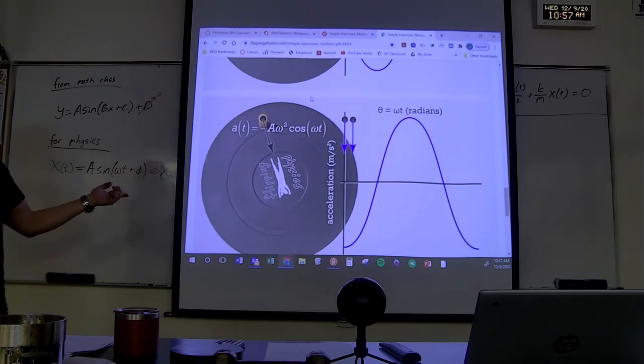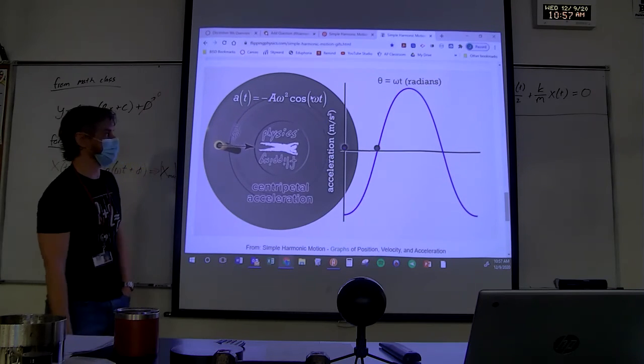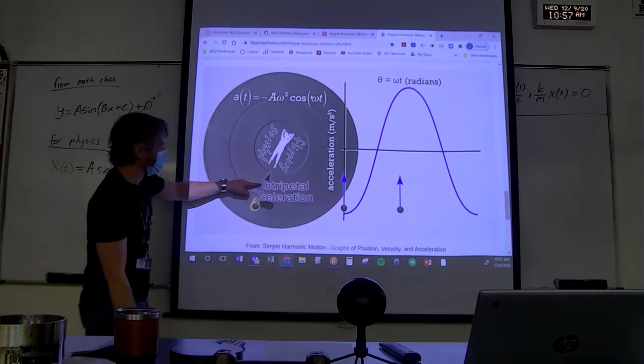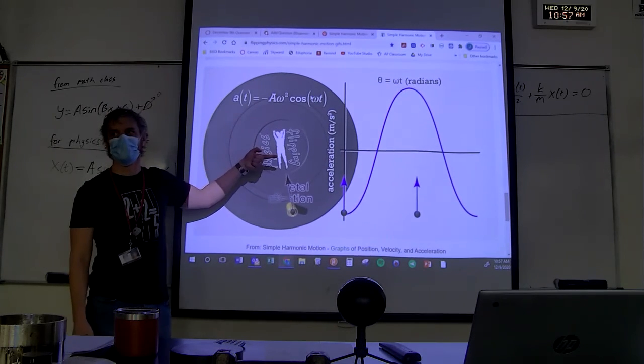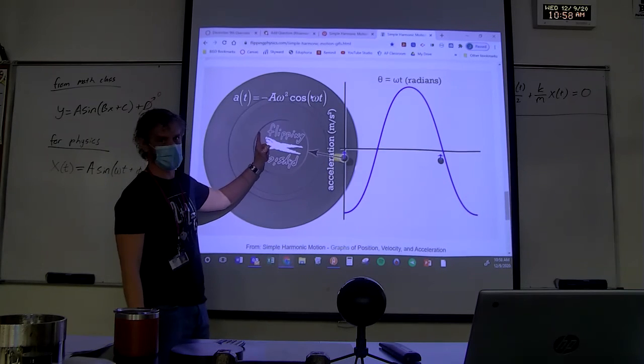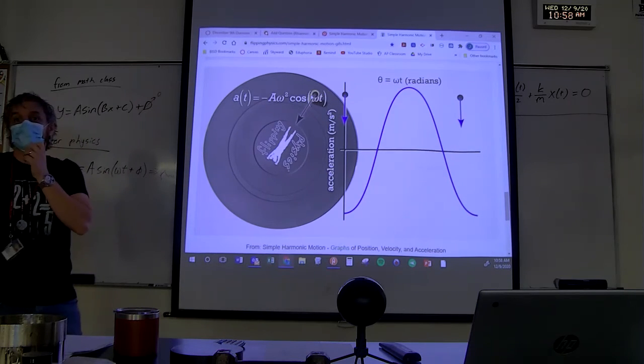Same with acceleration. Remember, centripetal acceleration points towards the center of the circle. So it should be 0 at the equilibrium mark, right? Which is when this vector is pointed horizontally, right? It's at a maximum when it's down here because it's purely vertically oriented. And then it's 0 when it gets back to there. But you also want to understand the physics as well.